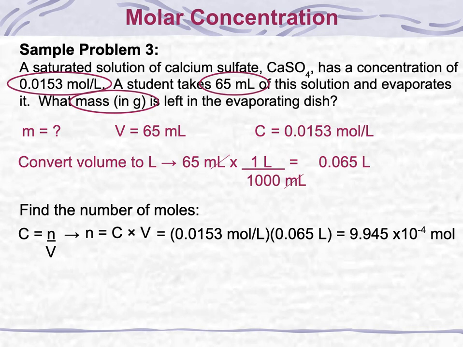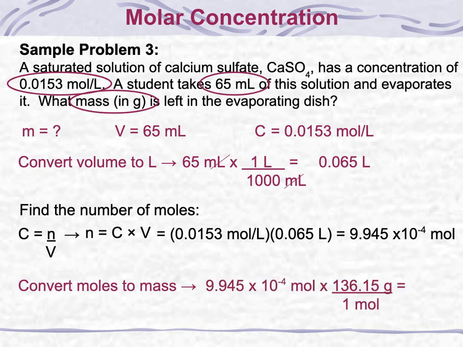Now that we have the moles, we can find the mass using the molar mass of calcium sulfate, which is 136.15 grams. So in our conversion factor, we put the molar mass over 1 mole. The moles cancel, and we get a final answer of 0.14 grams left in the evaporating dish.